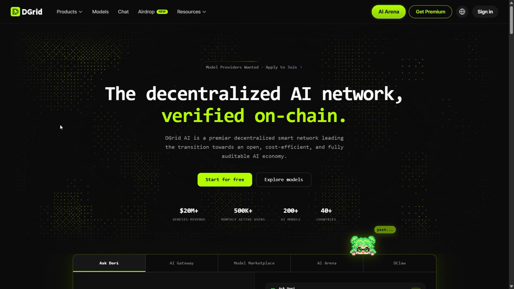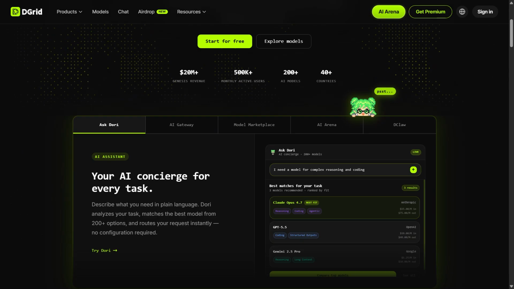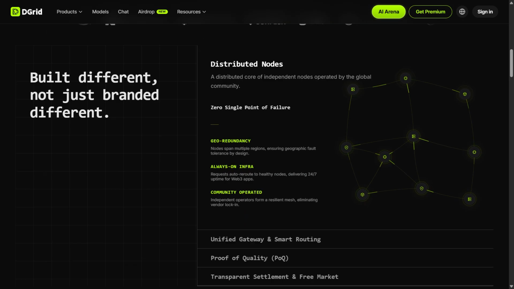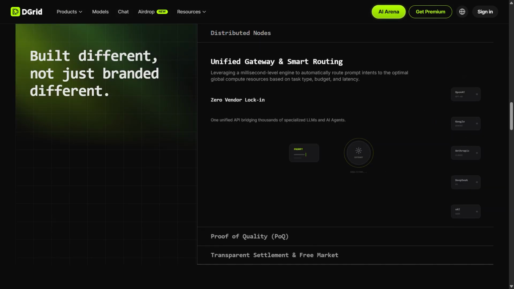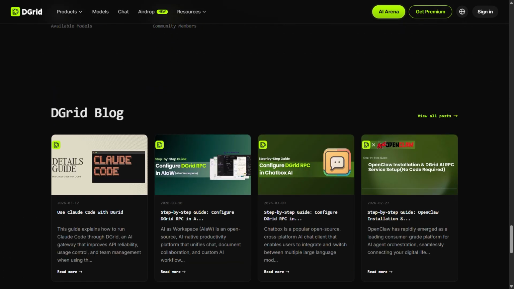DGAI is the native token used within the DGrid ecosystem. Its intended functions include staking by node operators and service providers, payment for AI inference and agent services, distribution of network and ecosystem rewards, and participation in protocol governance. The token uses the BEP20 standard on BNB Smart Chain and is also represented on Arbitrum for cross-chain use.